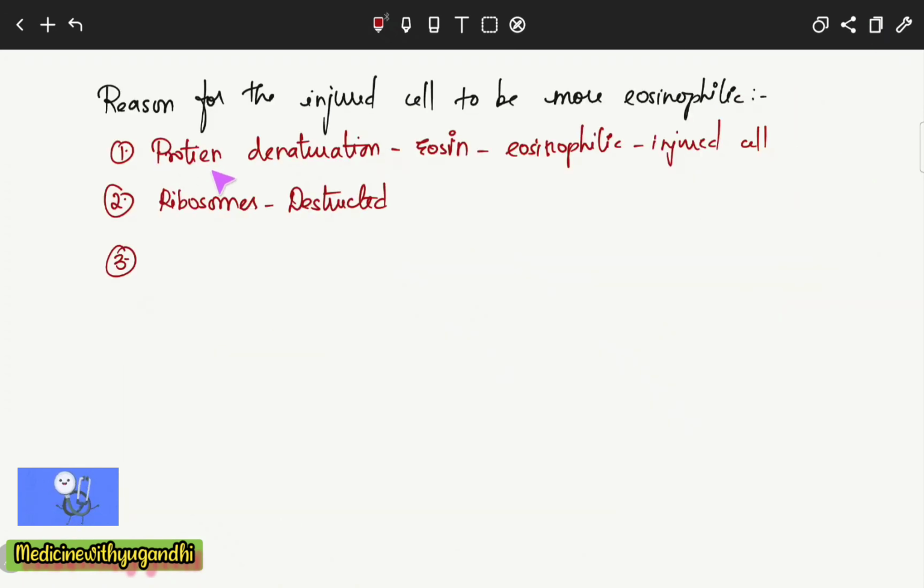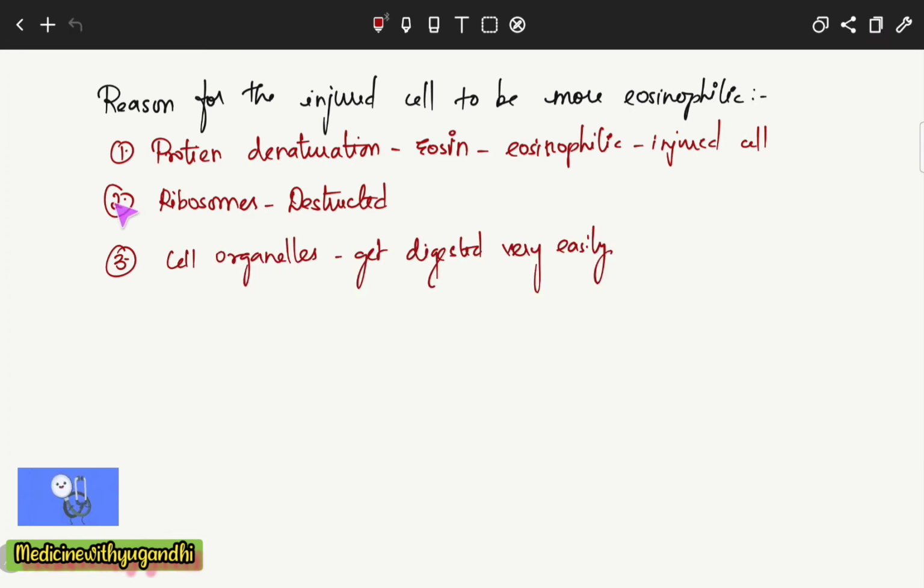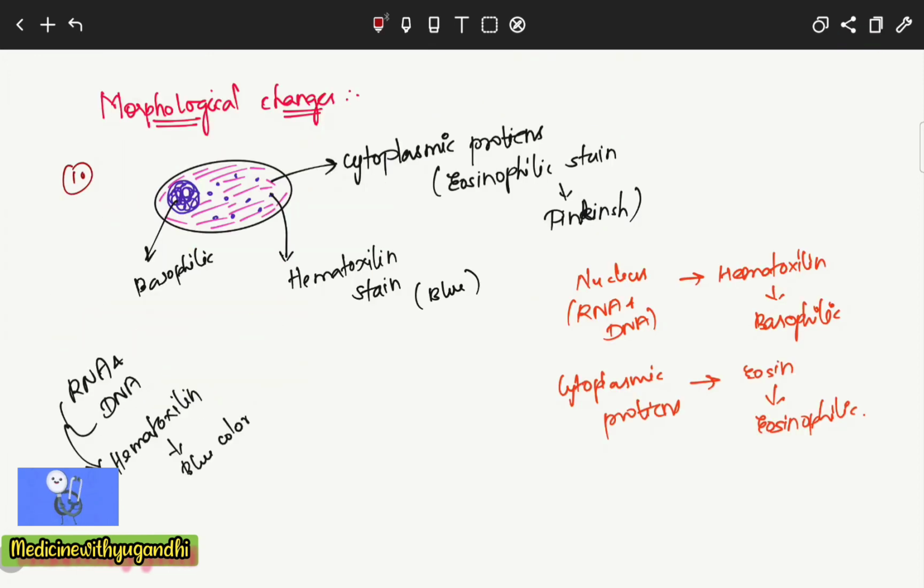So apart from protein denaturation and ribosome destruction, some other cell organelles also get digested very easily. All these things lead to the eosinophilic appearance of the injured cell. So the first morphological feature is discussed: the injured cell appears highly eosinophilic, and the reason behind the eosinophilic nature is also discussed.